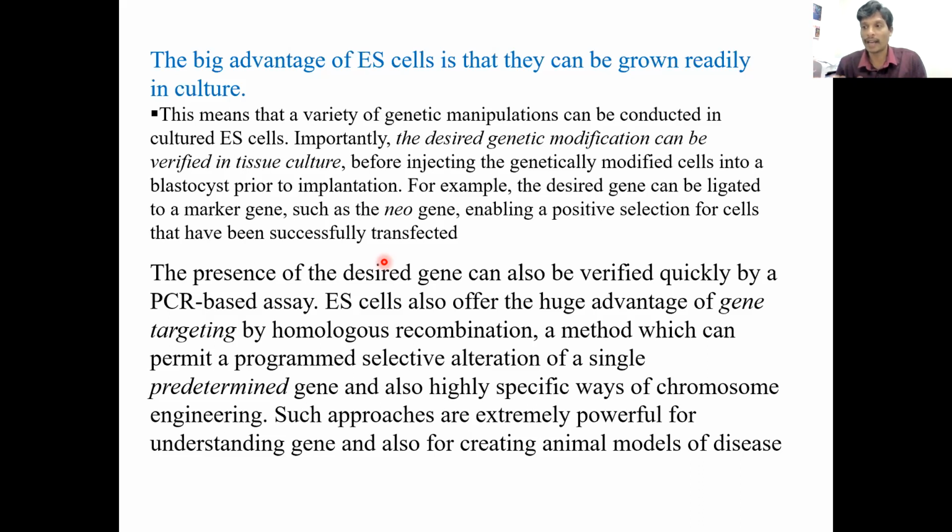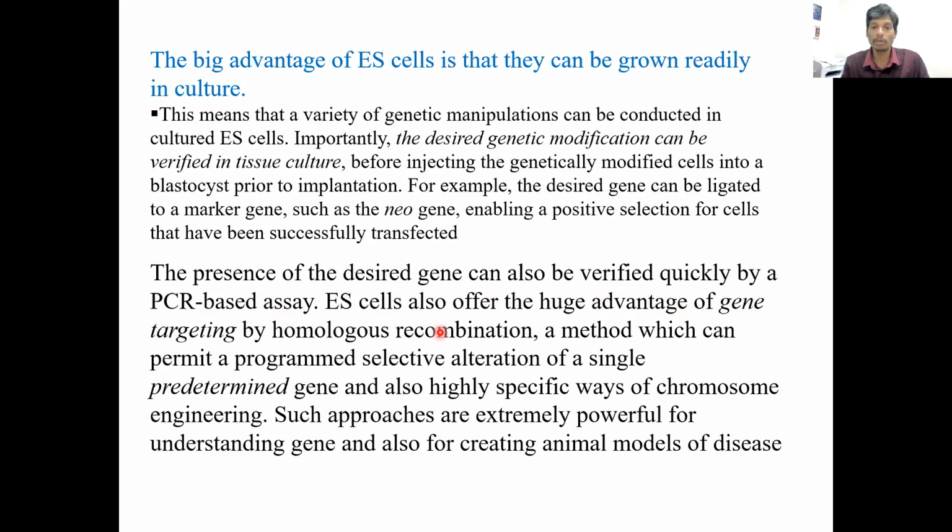But in the case of embryonic stem cells, as they can keep growing in the laboratory on petri plates, you can do whatever you want and screen until the desired result is obtained. For example, you can incorporate your transgene along with the neomycin resistance gene, introduce it using different transfection methods, and then select the cells that are able to grow in the presence of the neomycin antibiotic. That is called positive selection. Wherever the gene of your interest is present, those cells will grow. The remaining cells will not grow. The presence of the desired gene can be verified quickly by a PCR-based assay.